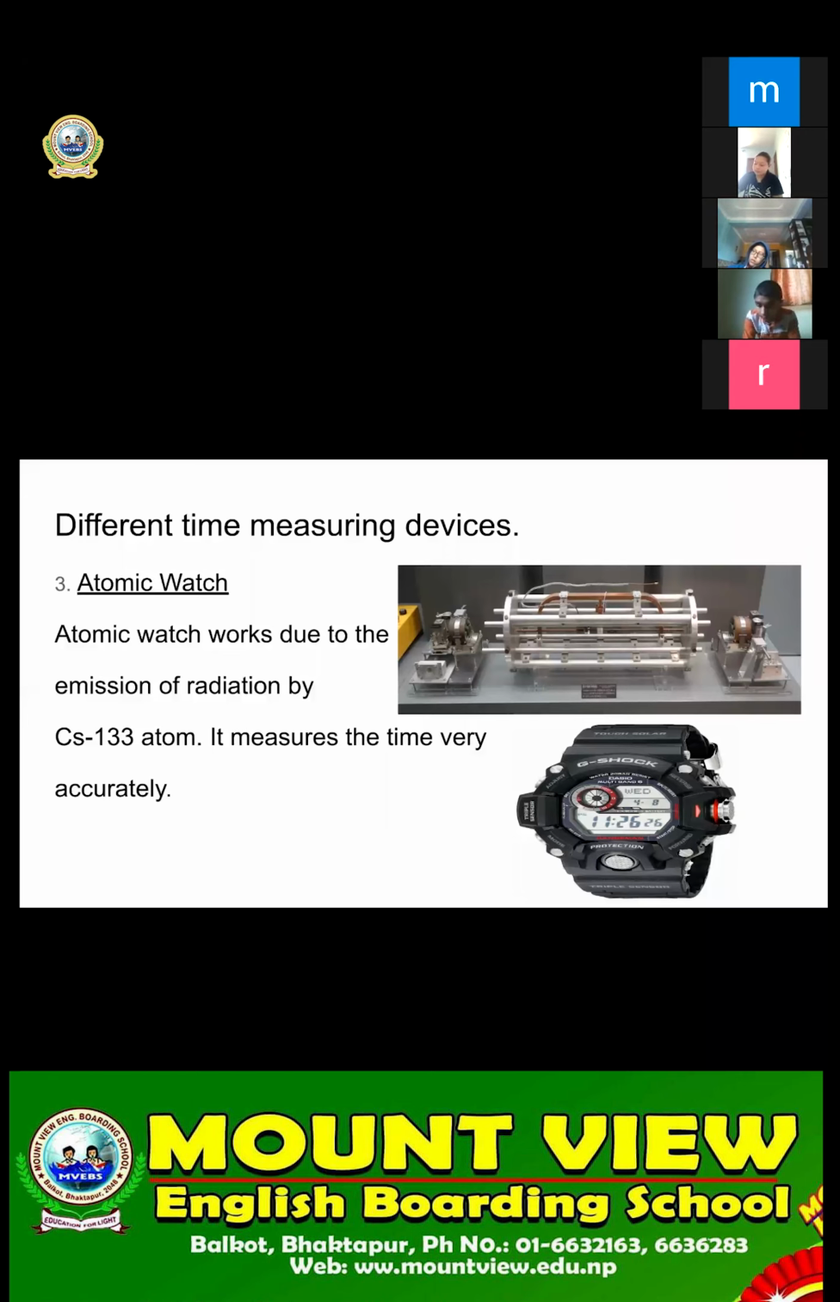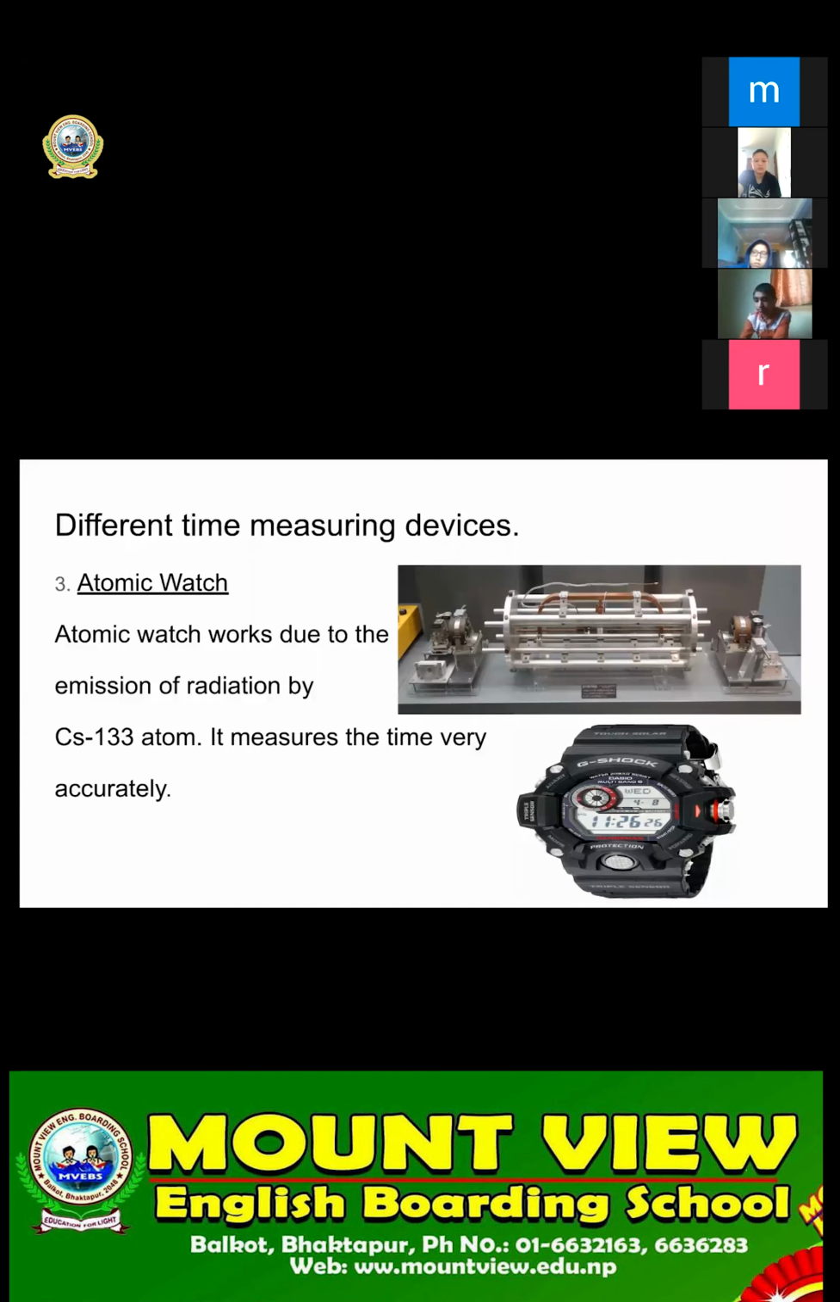So atomic watch works due to the emission of radiation by cesium 133 atom. Cesium 133 means it is an isotope of cesium atom. Cs is the symbol of cesium, and 133 is the atomic mass. So the cesium atom emits radiation, which moves the parts of the clock and shows the time. And among the watches, this atomic watch shows the most accurate time.